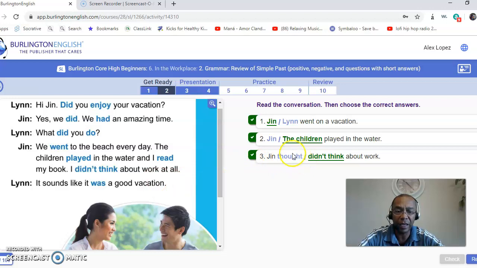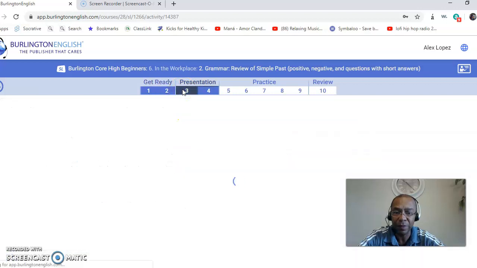Jen thought or Jen didn't think about work. Thought is the past tense of the verb to think, right? But when you use did, you don't conjugate it. You say Jen didn't think. And that's something that we want to talk about today.